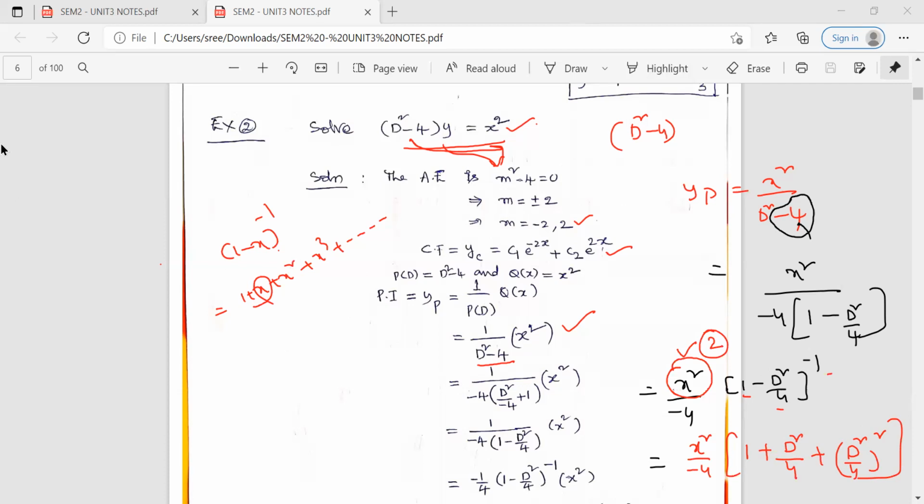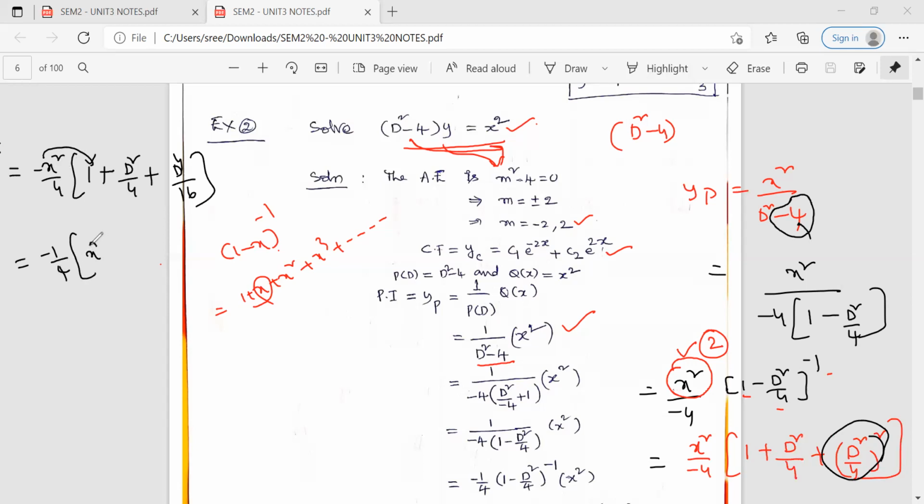See what we get here: minus x square by 4 times 1 plus d square by 4 plus d square by 4 whole square, which means d power 4 by 16. Now I multiply x square by it, keeping minus 1 by 4 outside. x square into 1 is x square. D square of x square by 4, d power 4 of x square by 16.